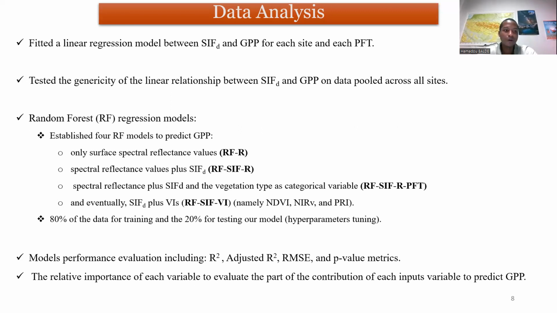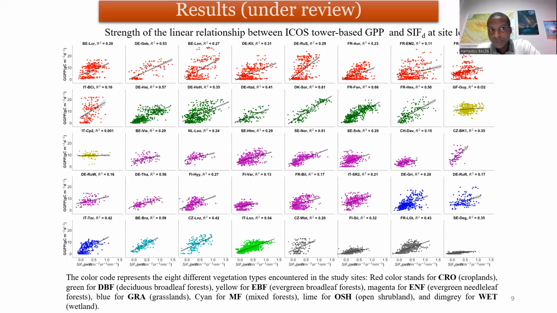On the data, 80% were used for training and 20% for testing the performance of our models. Metrics such as the coefficient of determination, the adjusted R squared, root mean square error, and p-values were used to evaluate the performance of the models. And we also used the relative importance of each variable to evaluate the contribution of each input to the GPP predictions.